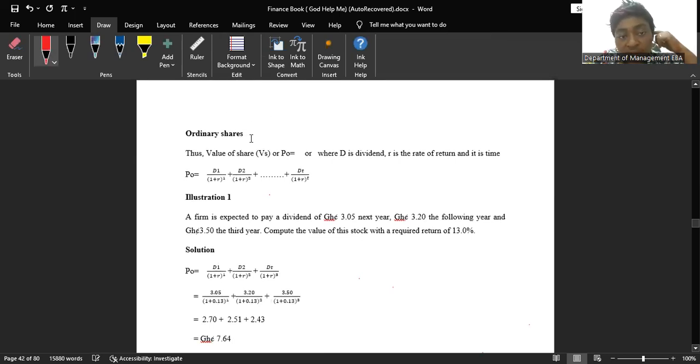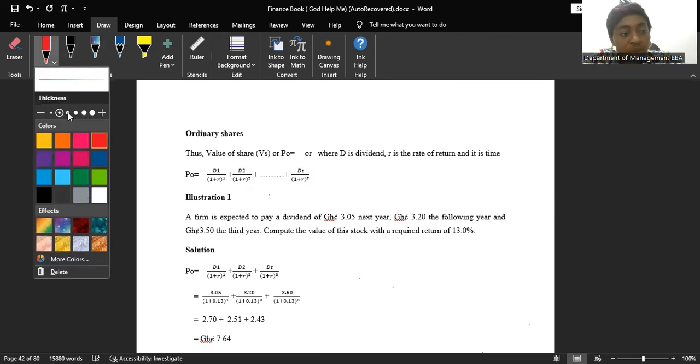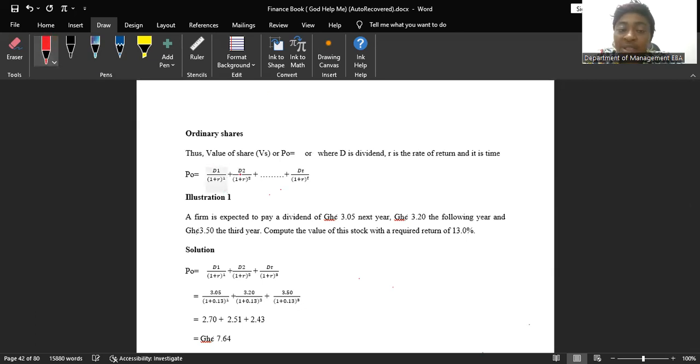Valuing shares. This is the mathematical presentation of how shares are valued. I told you that you find the present value of the cash flows from the dividend. The cash flow in this case is the dividend. The dividend they pay for the first year, you discount it. The one they pay for the second year, you discount it. We are using general notation because we don't know how the question will look. So if it's up to 10 years, we do that.